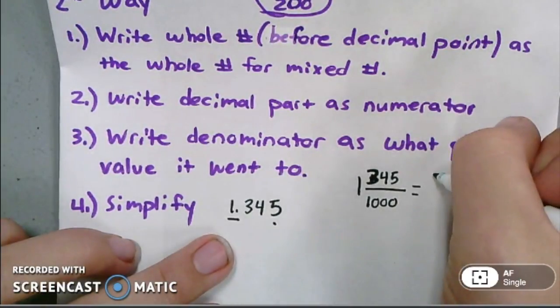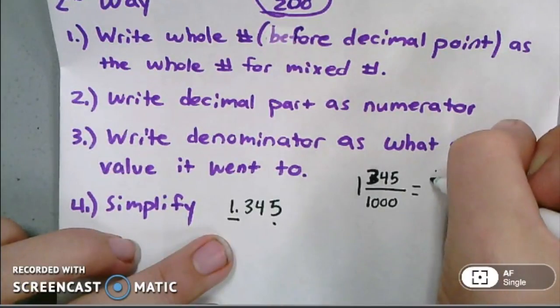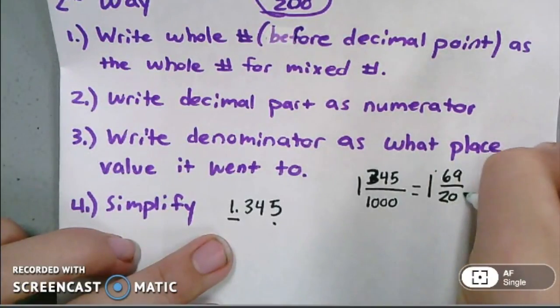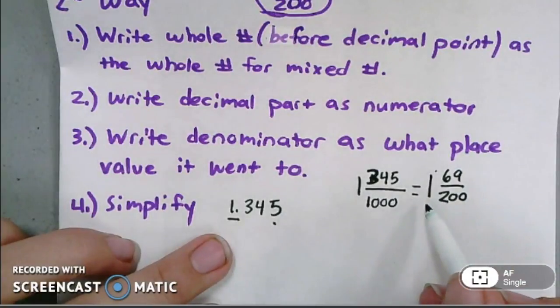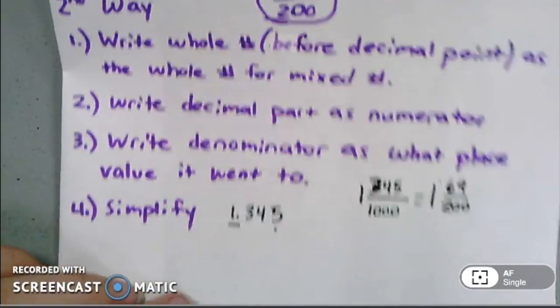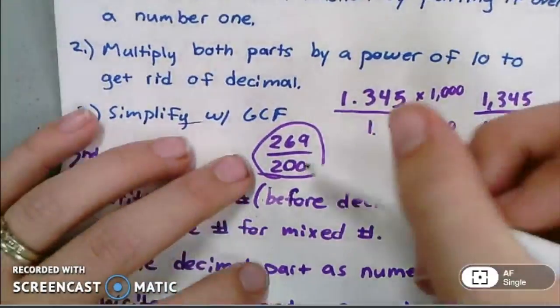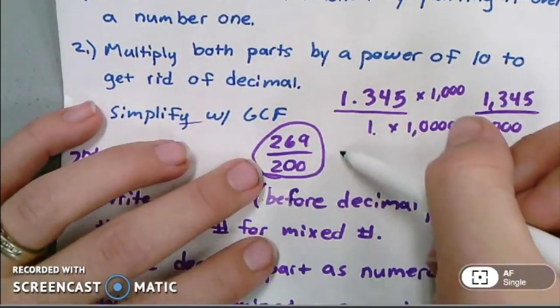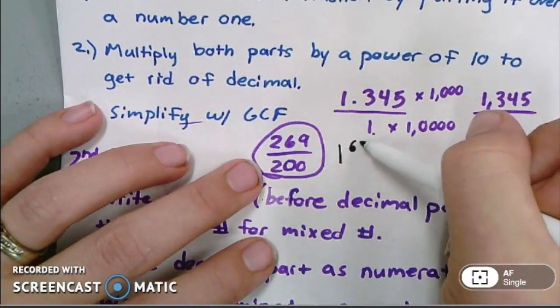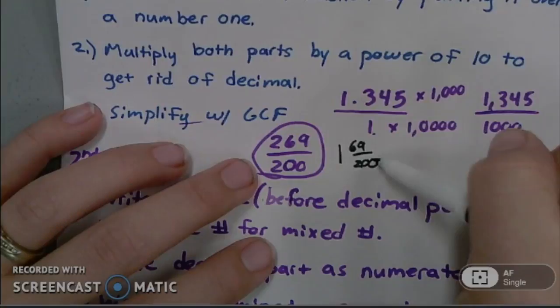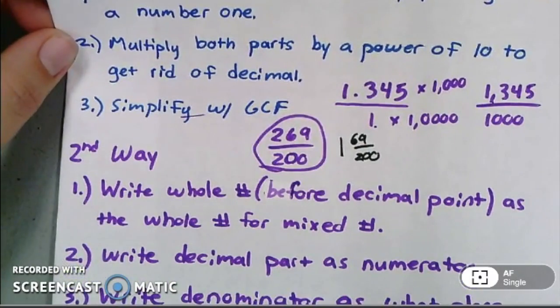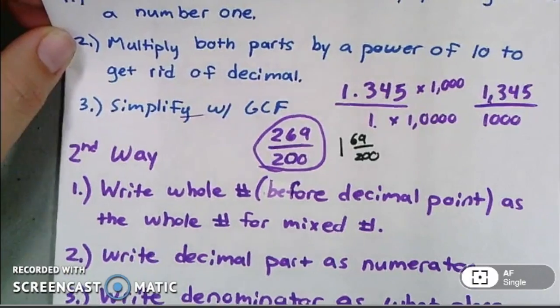5 goes into 345 69 times, and then into 1,000 200 times. And so I get 1 and 69 over 200, as a mixed number. So either way, you get the right answer. You can do whichever one you are more comfortable with.